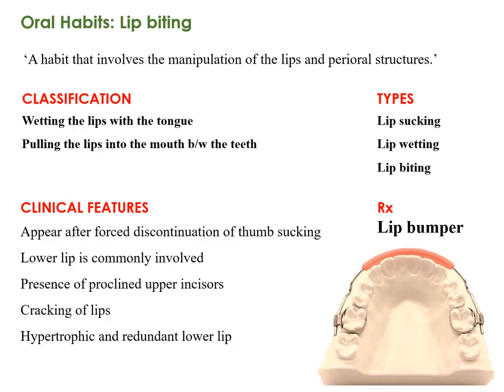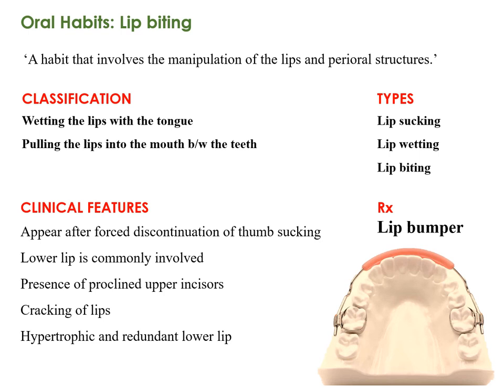So how do you classify lip biting? It's wetting the lips with the tongue and pulling the lips into the mouth between the teeth. Okay, these are two types of lip biting you will see. However, there are three different kinds of lip biting habit: lip sucking, lip wetting, and lip biting.